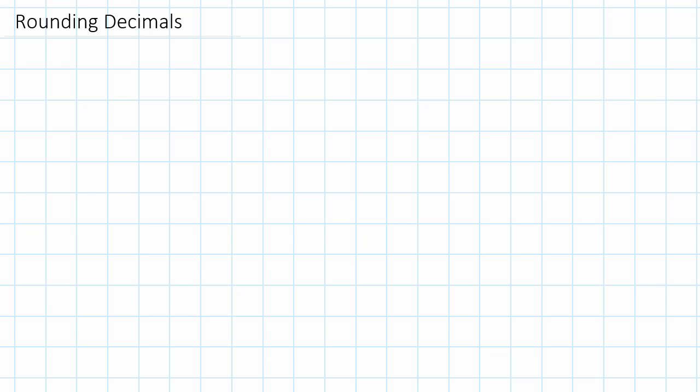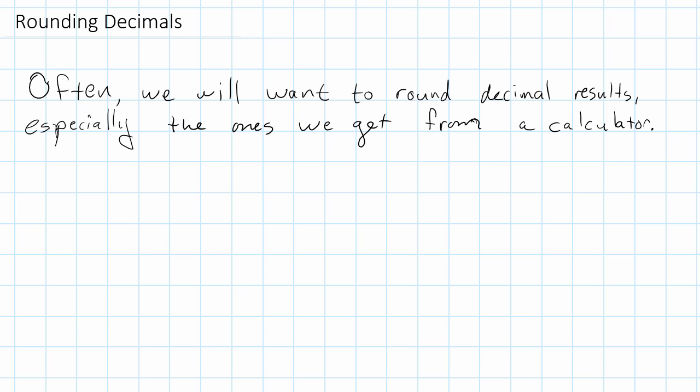Very often, when we do some arithmetic on the calculator, the result is going to be some horrible decimal. And, well, we don't really want the entire decimal. We want to round it off in some way. And so the question is, how do we round decimals? And more specifically, how do we know where to round decimals?